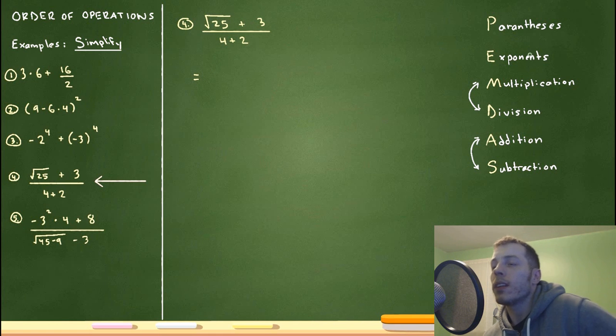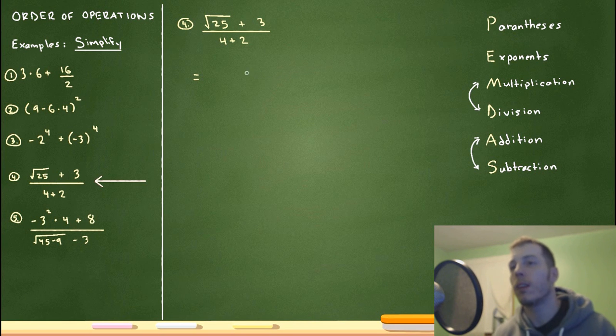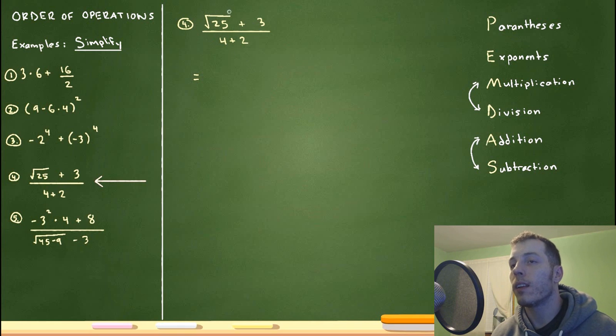And square roots actually count as exponentiation here, because square roots could really be turned into fractional powers, which we haven't talked about yet. But when we take the square root of 25 here, we get 5. It's a positive 5 or a negative 5, but let's just take the positive root for now. And then we have a plus 3. And in the denominator, we have a 4 plus 2.